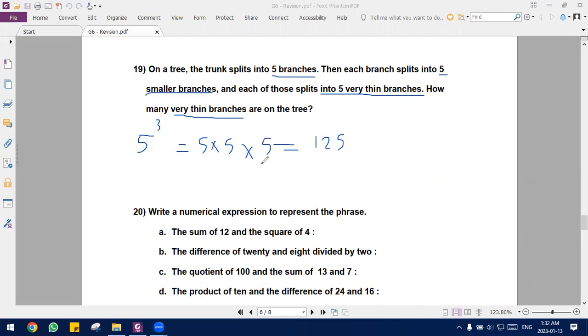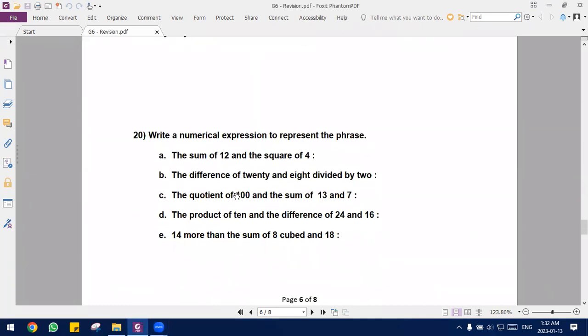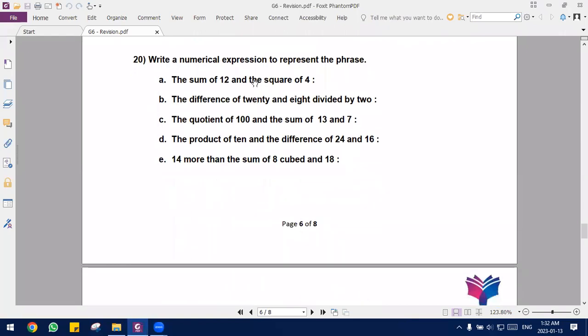Okay, now, next question. We have expressions. We need to write them as numerical expressions, like as numbers. So here you need to know the vocabulary. For example, the first one says the sum. The sum means plus, and always put it in the middle. Like the first operation that you read, put it in the middle.